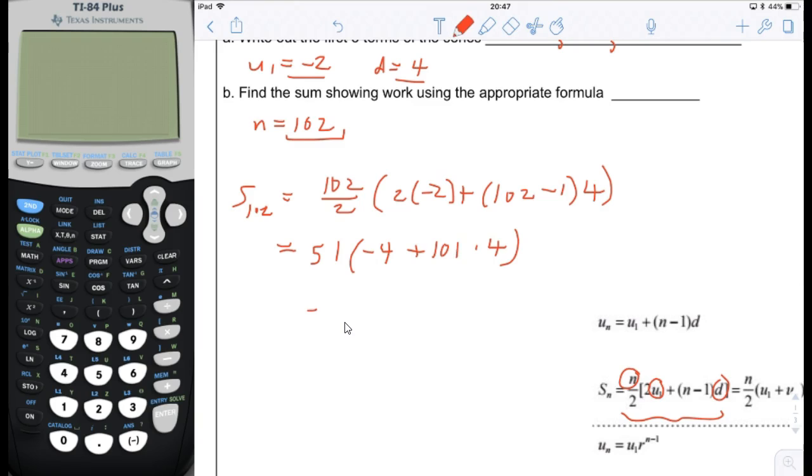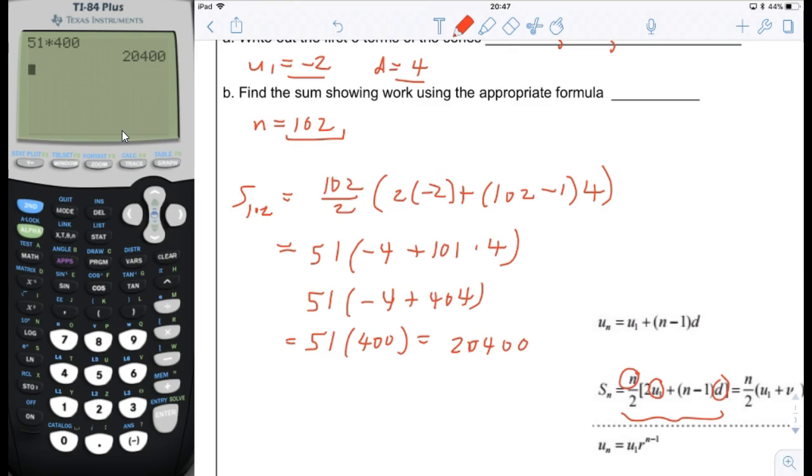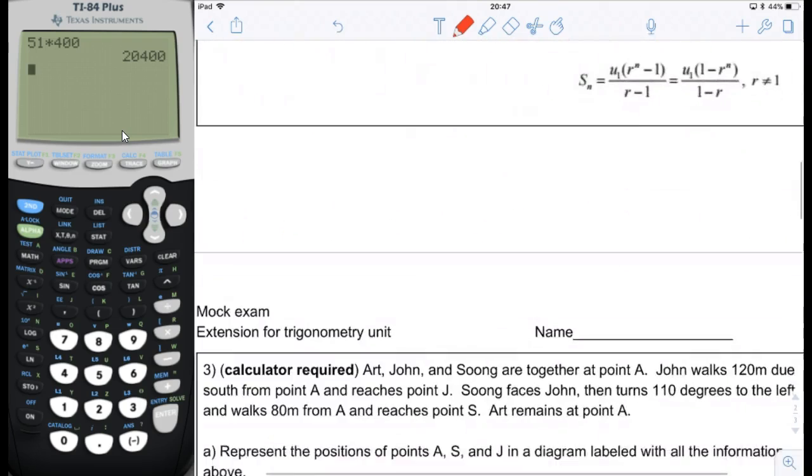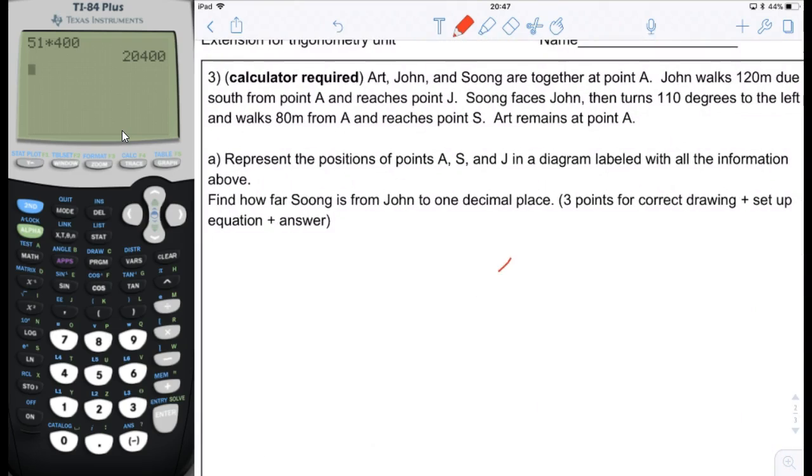Okay, so that's equal to 51 times negative 4 plus 404, which is equal to 51 times 400. Okay, 51 times 400 is 20,400. Okay, you don't even need the calculator for that, right? It's pretty easy multiplication. All right, number 3.